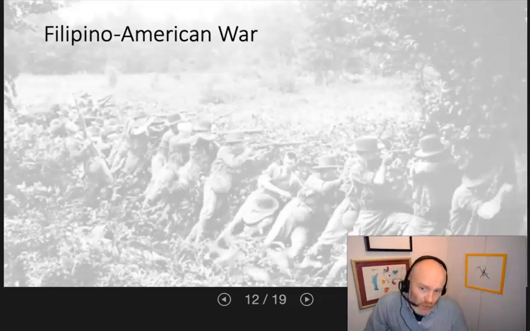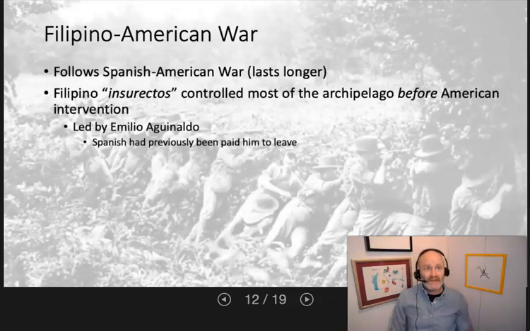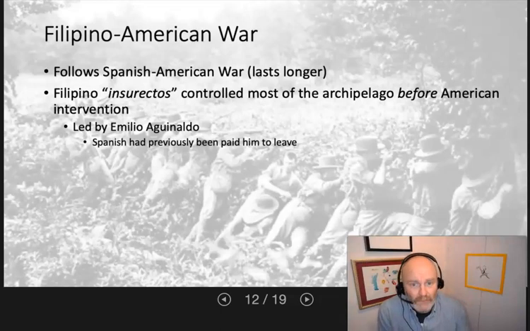It lasts longer than the Spanish-American War because the notion is, if you're a Filipino, you've been fighting the Spanish for a long, long time, and you thought you were going to get your independence. And the United States has other plans. The Filipinos, who again have been fighting the Spanish for decades, were led by Emilio Aguinaldo.